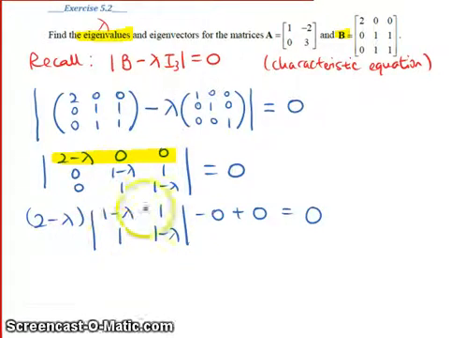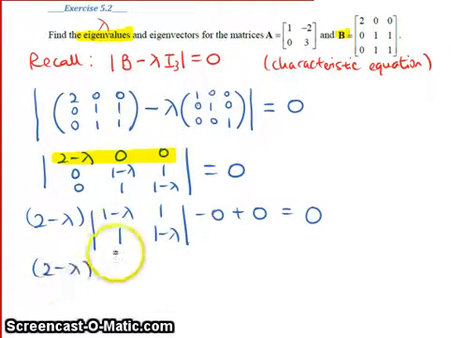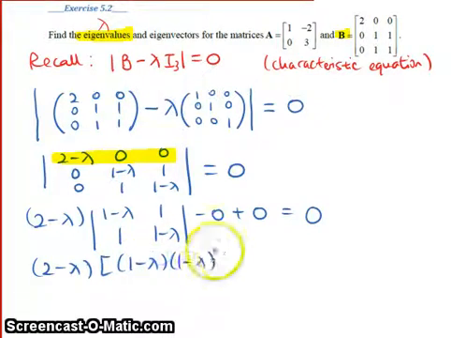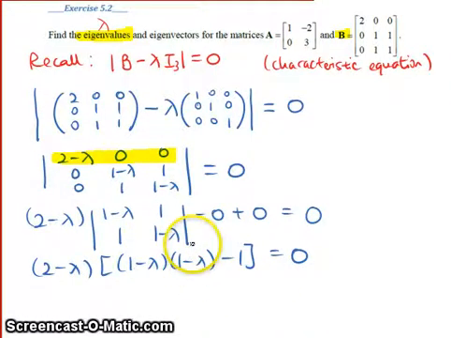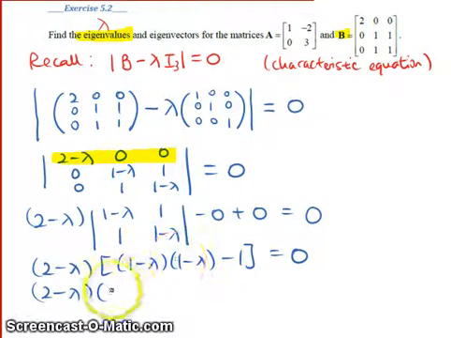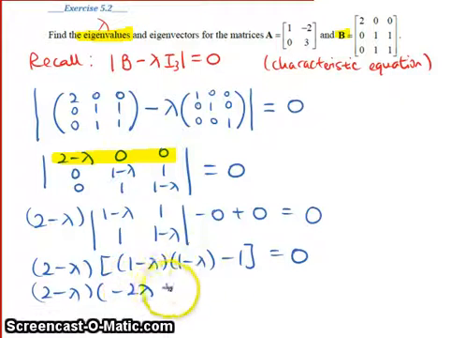This is now a 2 by 2 determinant. I can just take this element multiplied by this element minus this element multiplied by this element. So now you have to simplify this. I have a 1 minus a 1 that will cancel out. So I have a minus lambda and a minus lambda and a lambda square.